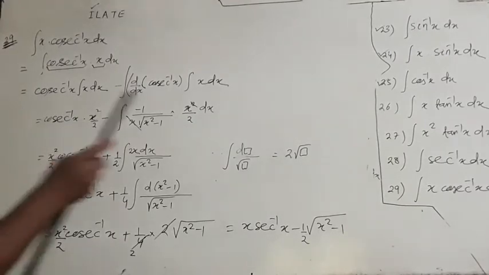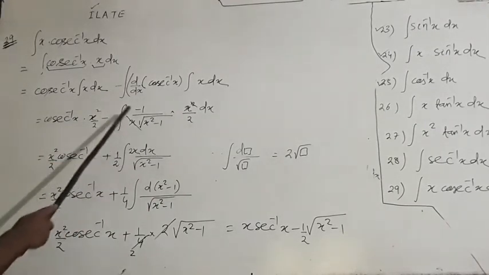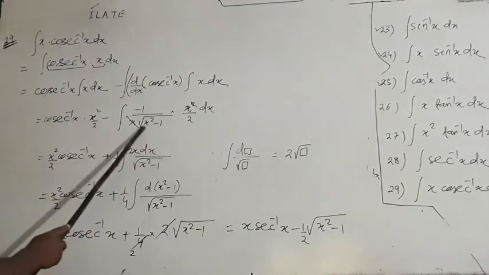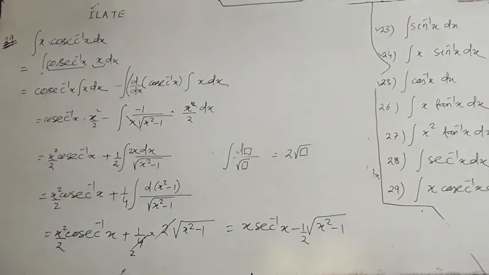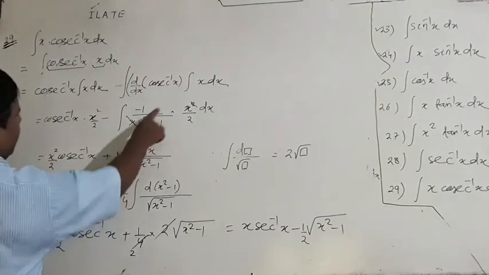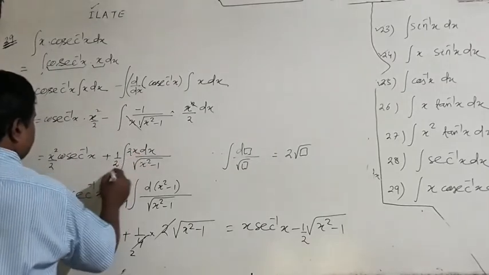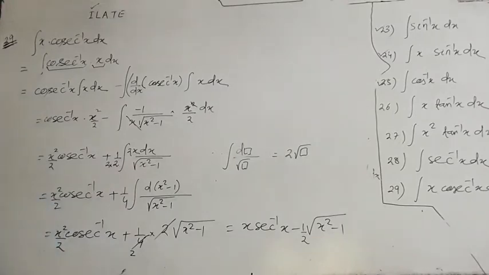Now I have made some mistakes, so I rectify it. Minus, plus 1 by 2 comes outside. It is x dx by root over x square minus 1. The derivative of x square minus 1 is 2x, so it must be in the numerator. So I am multiplying by 2 here. Then I have to divide by 2 there. It becomes 1 by 4, and 2x dx is the derivative of x square minus 1, under root over x square minus 1.